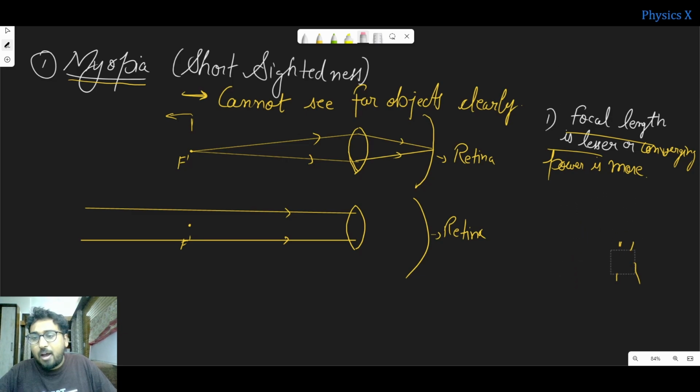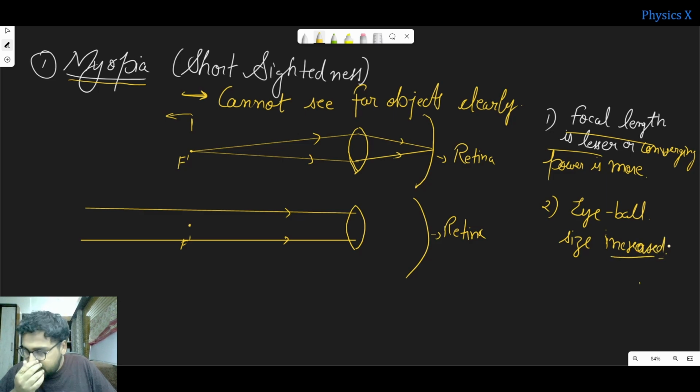The second reason is that your eyeball size increases, an increased or large eyeball size. You can see that increased eyeball size. Suppose the eyeball size is more, now what will happen? We know that this is still a much thicker lens. That means the focal length of this lens is still not sufficient enough to form the image at the retina.